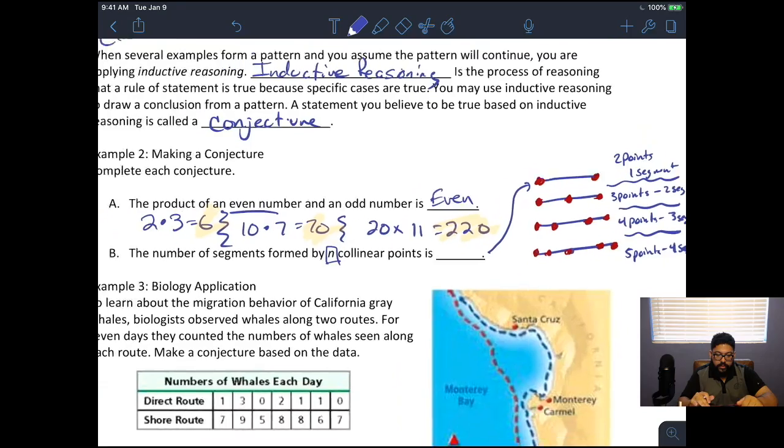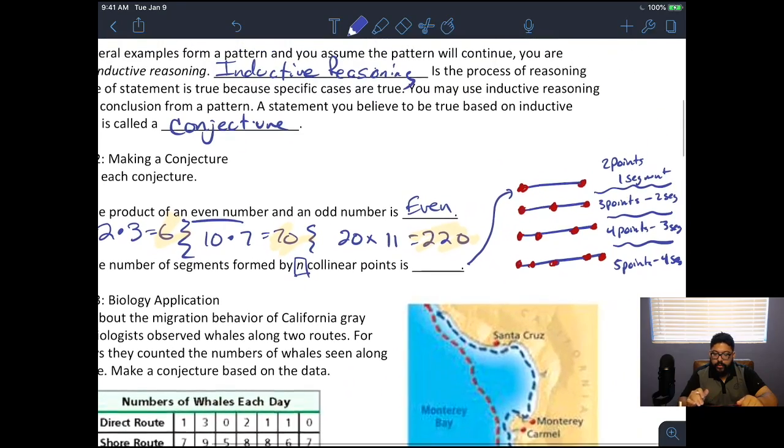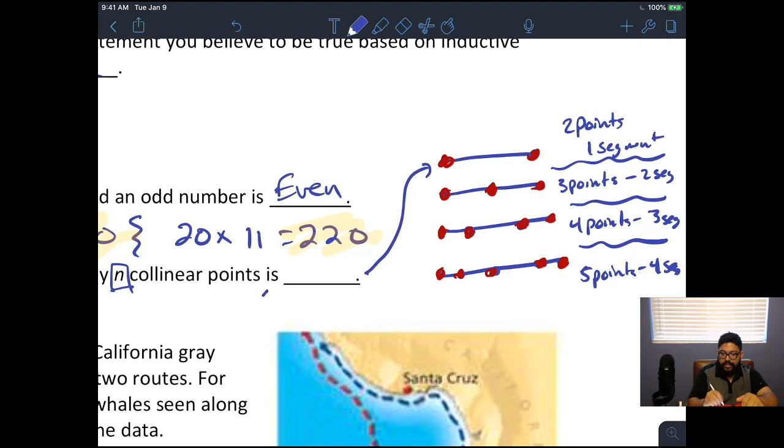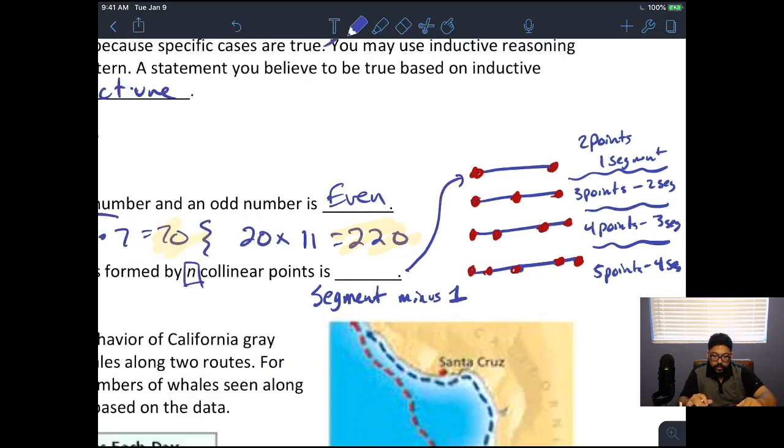Let's see. The number of segments formed by endpoints is always going to be the segment number minus 1. So 2 minus 1 is 1, 3 minus 1 is 2, 4 minus 1 is 3, 5 minus 1 is 4. So, very good job.